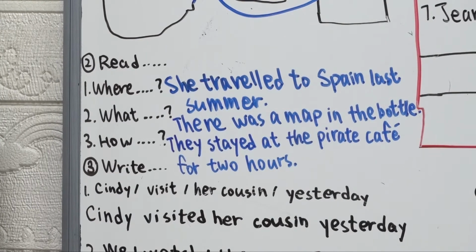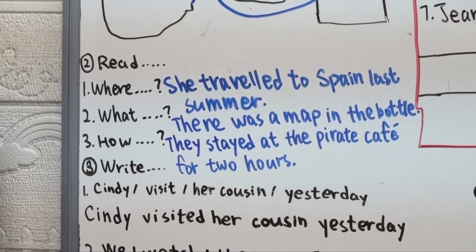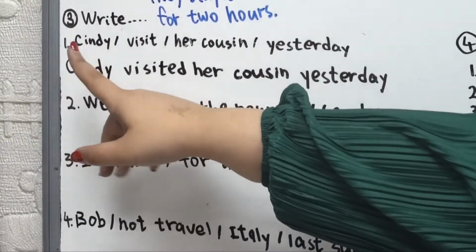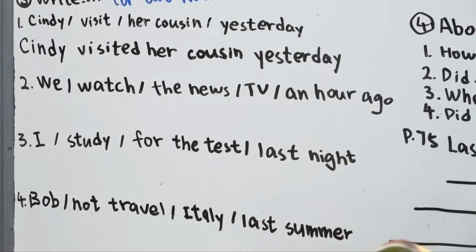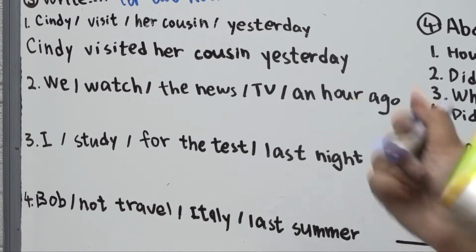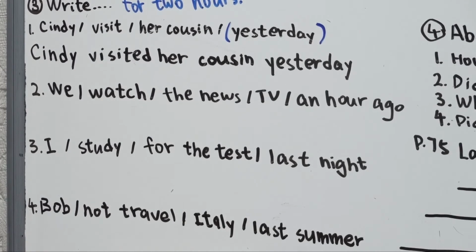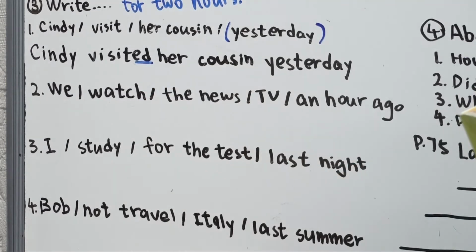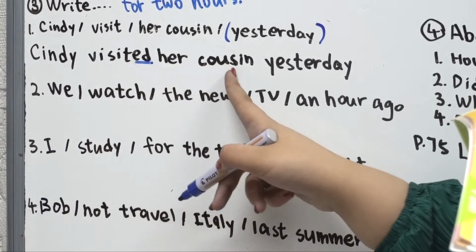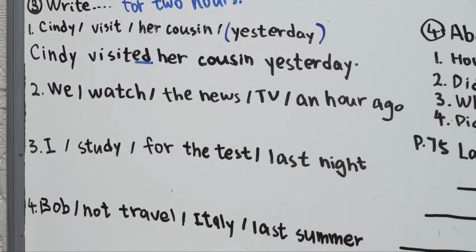Part 3, write the sentences. For example, Cindy, they've given you the words: Cindy visit her cousin yesterday. Remember, when we use yesterday, we talk about things in the past. So we have to change the verb. We have to add ed, just like the example. Cindy visited her cousin yesterday. This is how we change it.